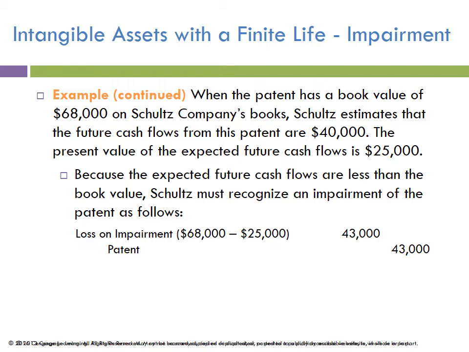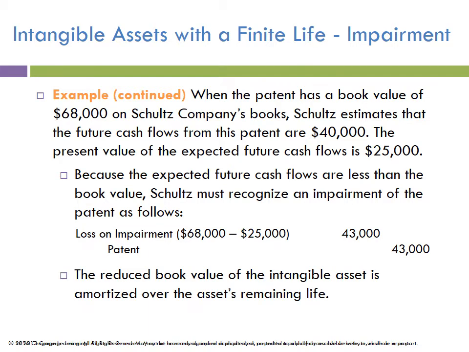What's the impairment? Well, they don't tell us fair value, and absent fair value, we just discount to present value those future cash flows. So they did that. The present value of that $40,000, what it's worth today, is $25,000. So that is considered the asset's fair value. So there's a loss on impairment of $43,000 we would debit, and we would credit the asset patent for $43,000. And then we would use the remaining $25,000 as the new book value or amount to amortize of that patent over the remaining life.